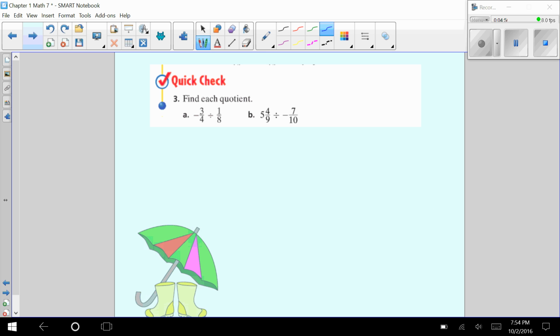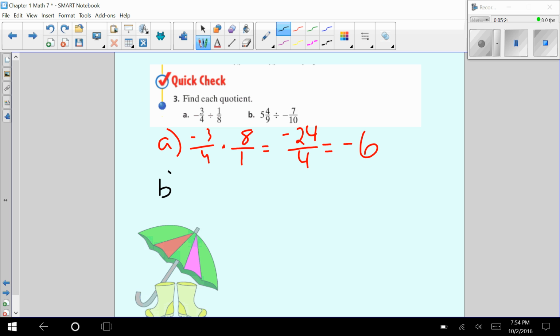Now it's your turn. Try these two. All right, for A, negative 3/4 stays the same. My division becomes times, and my 1/8 becomes an 8 over 1. I multiply straight across, and I get negative 24 over 4, which divides and gives me negative 6.